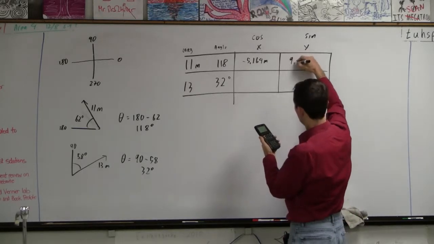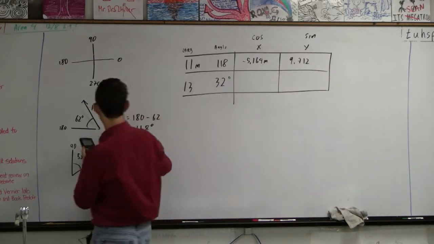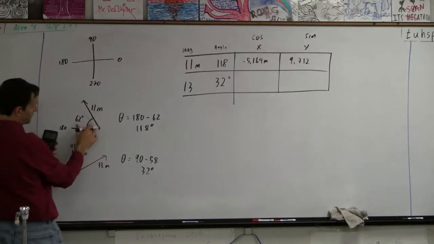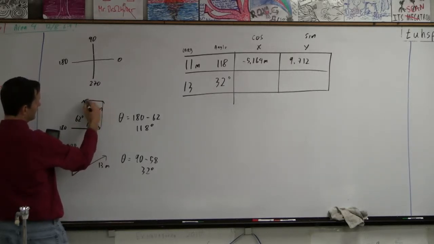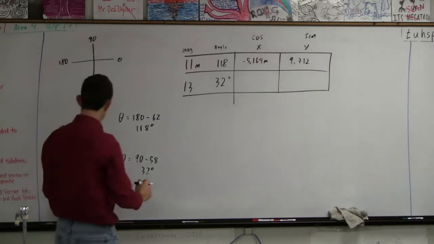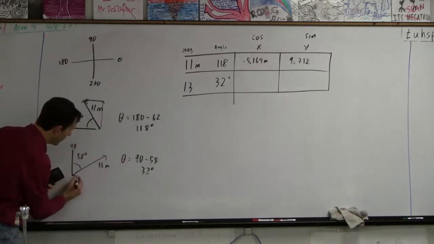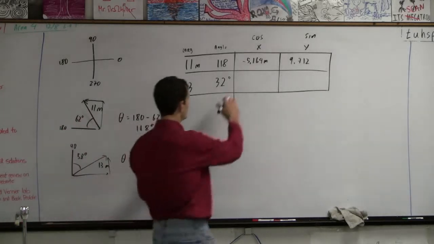Okay. And then I'll go 11 sine 118, and this is 9.712. And this is just what we expect this vector to have. This angle is definitely an awkward angle, so it's got more of this, less of this. This is negative, so this is just what we expect: more y than x, and the x should be negative. This guy here we expect to have more x than y, and both should be positive. So let's just try it.